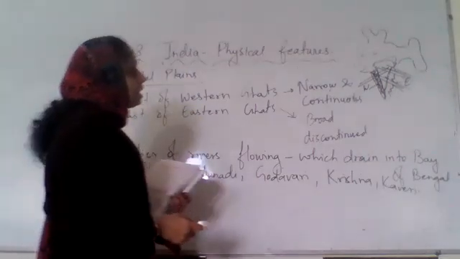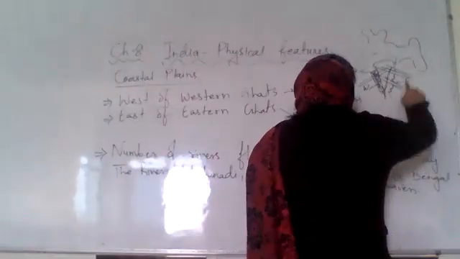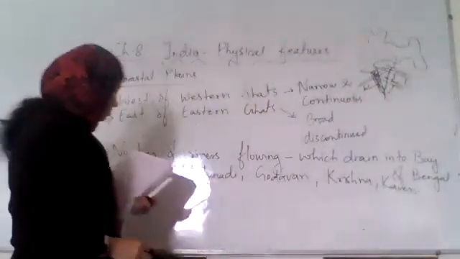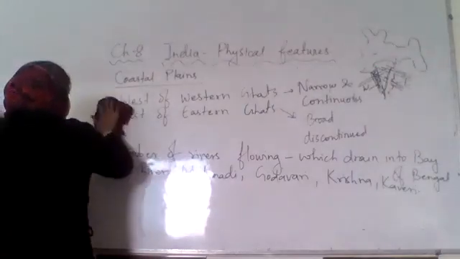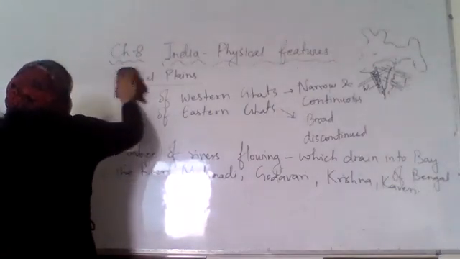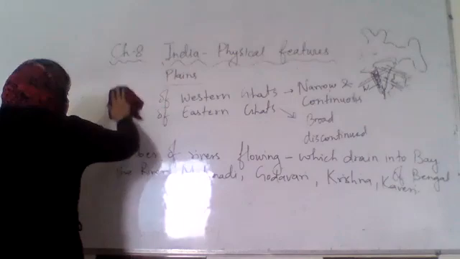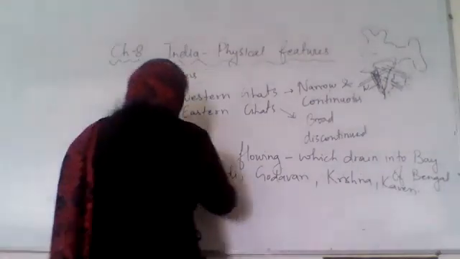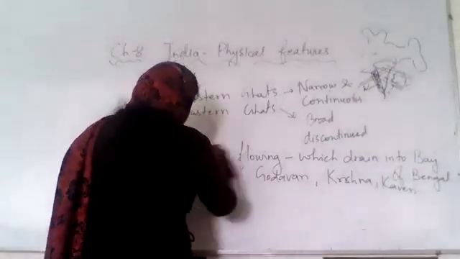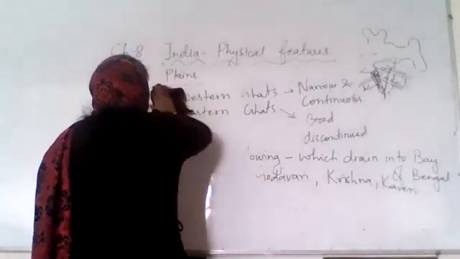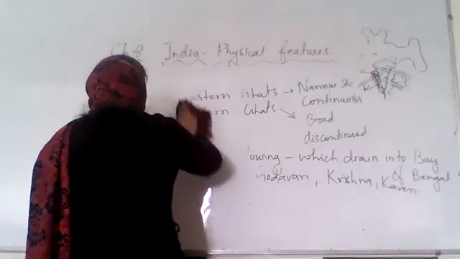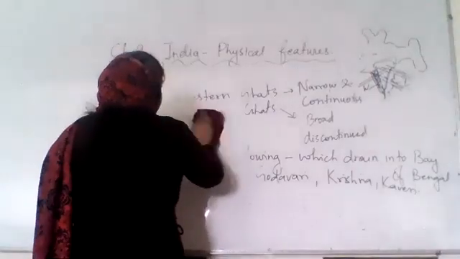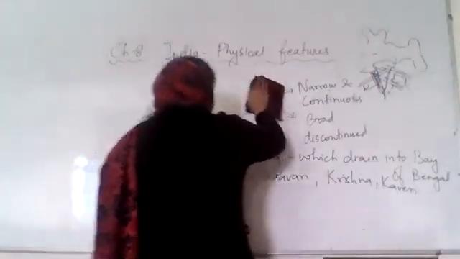And thus you will see there is formation of delta over here. Okay? Because so many rivers are draining into the Bay of Bengal, you will see the formation of delta on the eastern coast, in the eastern coastal plains. You will find the formation of delta.